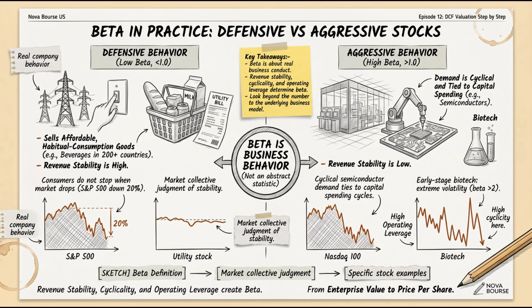In contrast, Nvidia carries a beta closer to 1.3 because semiconductor demand is tied to cyclical capital spending. Utility companies often have betas below 0.5, while early-stage biotech firms can exceed 2. When you see a beta, you're seeing the market's collective judgment on revenue stability, cyclicality, and operating leverage.